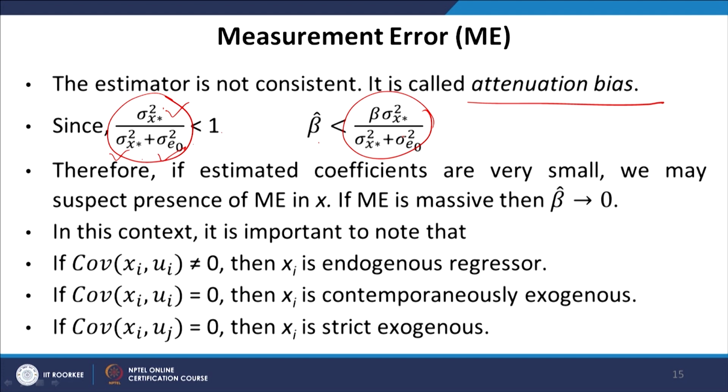If measurement error is massive, then beta hat tends to 0, because this number actually becomes very small.